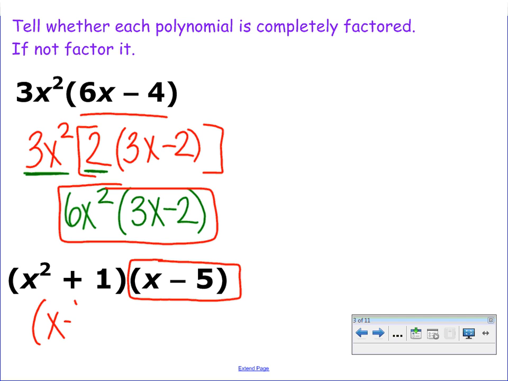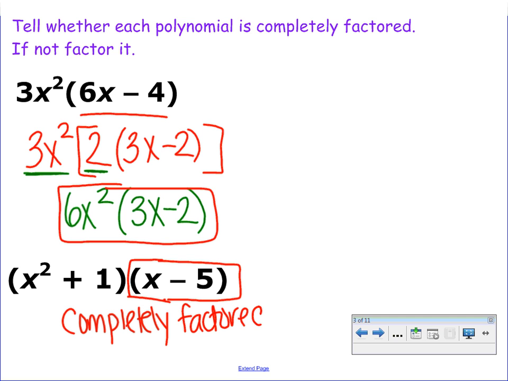I can try and do (x plus 1) times (x minus 1). I can try (x plus 1) times (x plus 1). And I would see that simply none of those are going to work, okay? None of them would give me what I want. So this is completely factored, okay? There's nothing else that we can do here to factor this. So my answer is simply the problem. Okay, I'm going to just rewrite it. That's as factored as it can get.